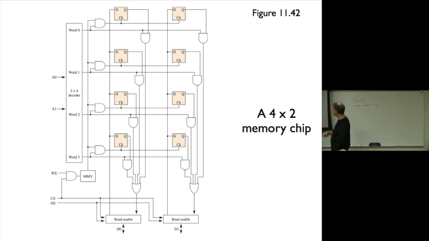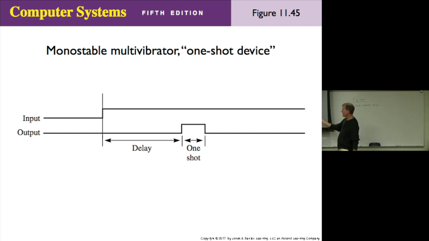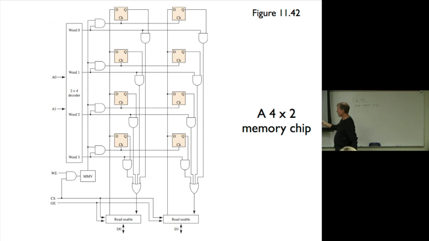Okay. Figure 11.43, figure 11.44 shows what happens. When the input goes up, this is the input to that MMV, there's a delay that the engineers build into the device that we can control. And then it's one shot. Do you see what I mean? And that one-shot output looks just like a what? It looks like a clock pulse.